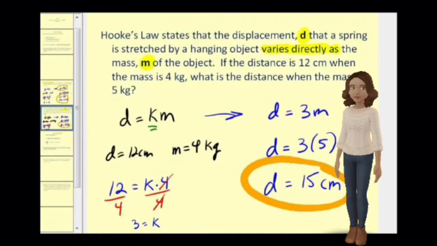So what we have to do is divide by 4 on both sides, and we get 3 equals k. Then we have to do 3 times 5, and that equals 15. So d equals 15 centimeters. So by using the variation equation, we get d equals 15 centimeters. So now you've seen both examples of constant of variations.